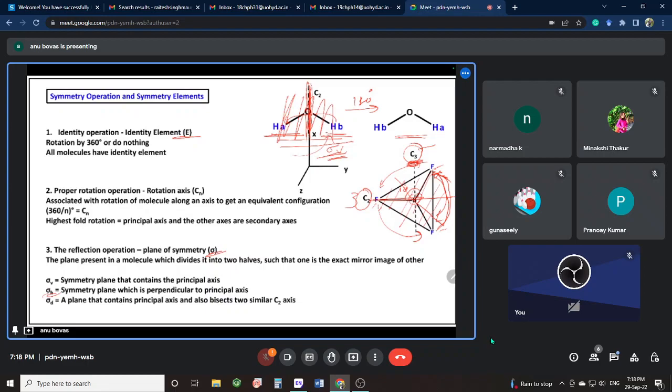Another kind of sigma is known as the dihedral plane of symmetry, when a plane that contains the principal axis also bisects two similar C2 axes. So it is present in allene kind of molecules. If you are not clear, you can ask me, because this is important, and based on this we should know to find out which symmetry elements are present in which molecule. Otherwise, we cannot find the point group of each molecule. Okay.